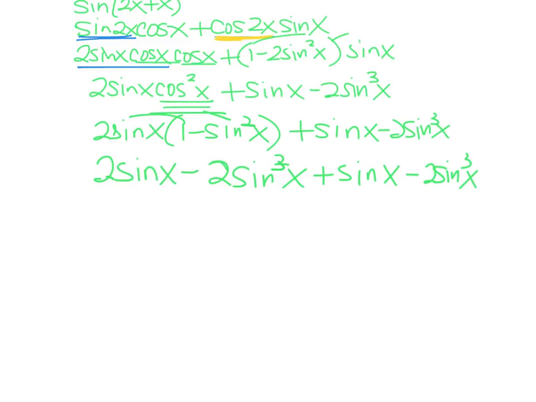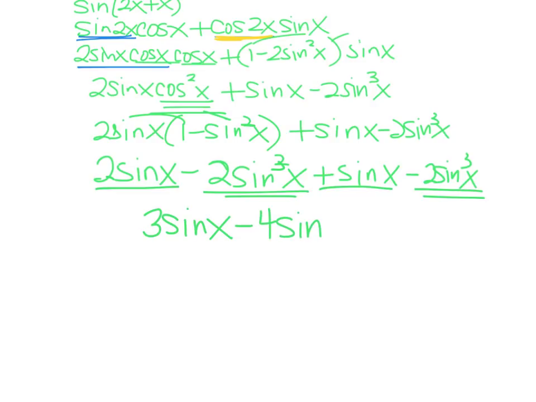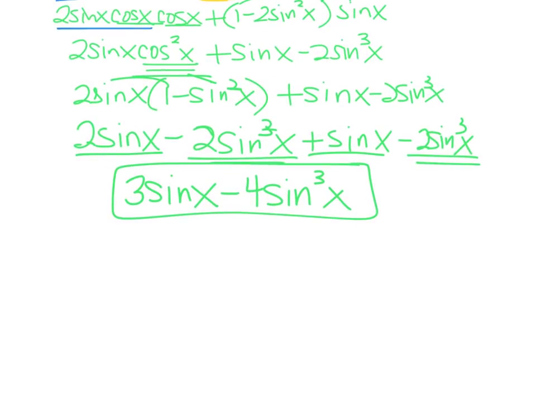Okay, now let's combine our like terms and we're almost there. We've got 2 sine x and another sine x gives me 3 sine x. And then I have negative 2 sine cubed and negative 2 sine cubed give me negative 4 sine cubed x. And now that would be your final answer. You're like, wait a minute, there's a cube there. That's okay. We want it all in terms of sine x. That is in terms of sine x. This is just 4 times sine x cubed. So we're fine. And that's it. All right.